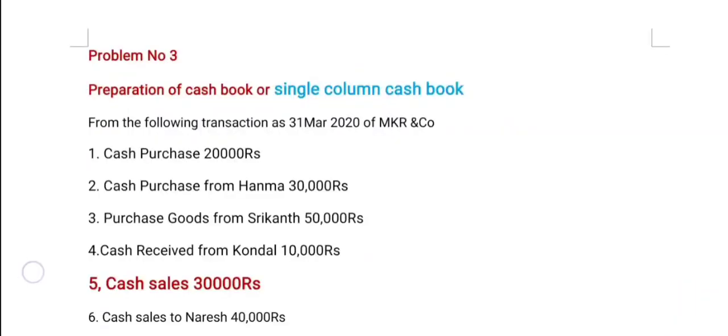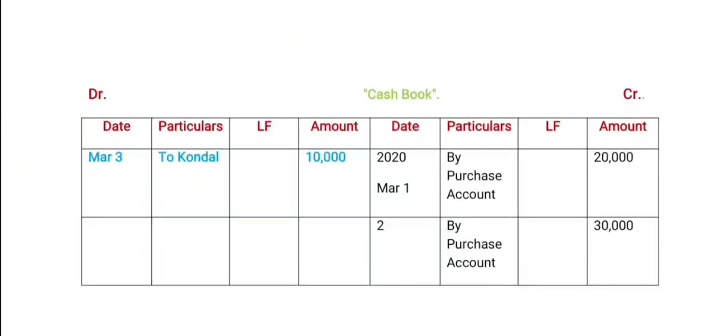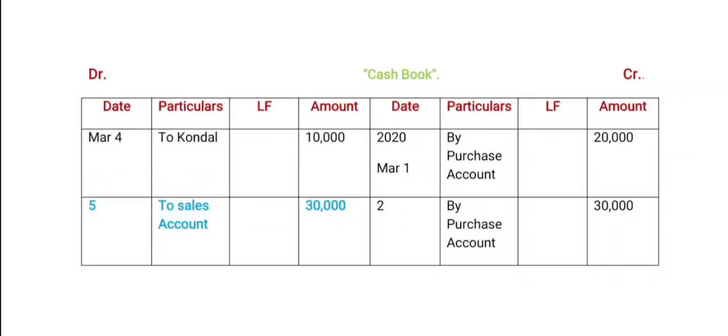5th date, cash sales 30,000 rupees. Now we are going to the cash book. Cash account is debit, sales account is credit. That's the reason we are going to the debit side of the cash book. Date column 5th March, to sales account, going to the amount column, that is 30,000. Now we are going to another transaction.